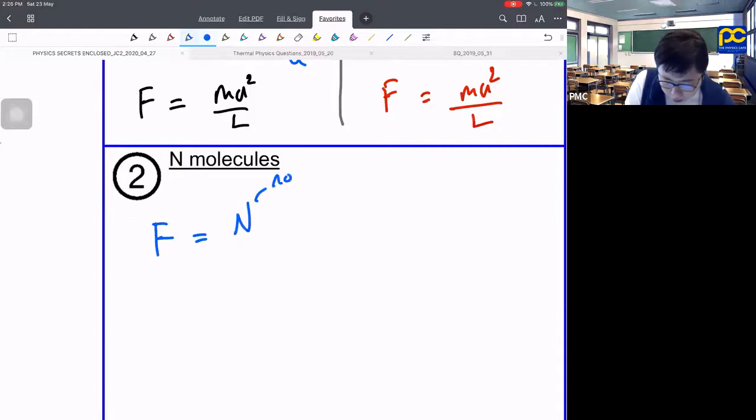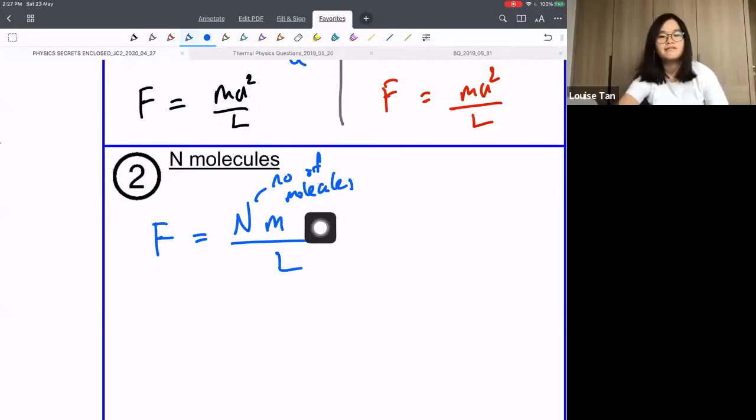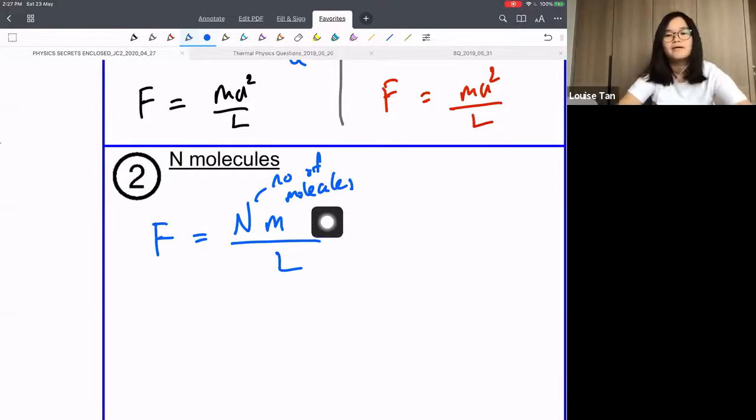This is the number of molecules. Then I multiply by u squared over L, am I right? But this u, because the speed is not exactly the same, what should I do to the u squared? Find the average. The average of the square of the speed, am I right? What do they call that? The name is called mean square.